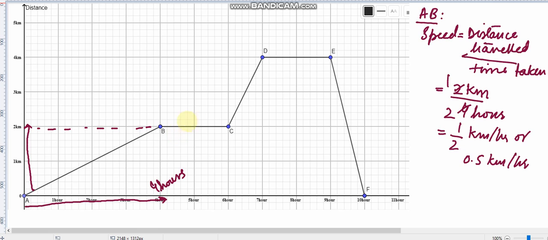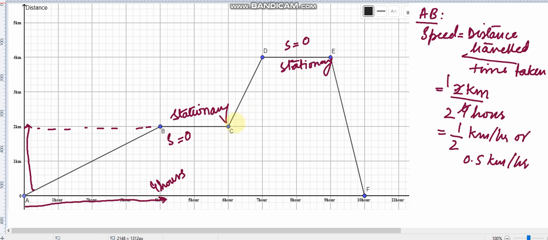Now B to C, it's already clear that the object is stationary, and a stationary object means when it is not moving at all, then what is the speed? 0. Similarly, you know the speed of D to E. It's again 0 because the object is stationary.